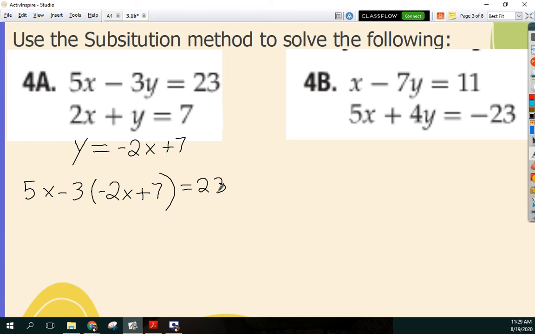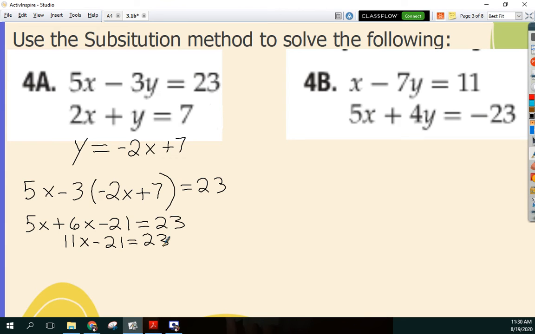Recall that we need to distribute that 3 to both of my numbers. It is a negative 3. So negative 3 times negative 2 gives me a positive 6x. And then negative 3 times 7 gives me a negative 21. Combining my like terms, I get 11x minus 21 equals 23. I add 21 to the other side, divide by 11, and we should get x equals 4.